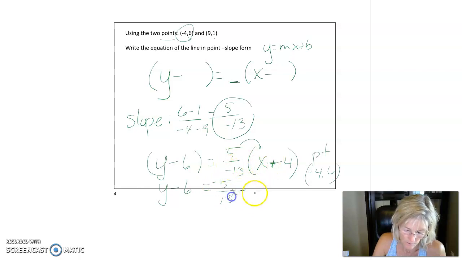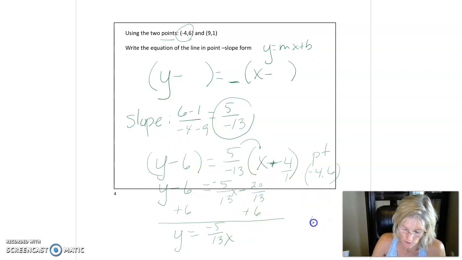Oops, I got my x. And this is really 4 over 1, so 5 times 4 is 20. And negative 13 times 1 is 13. And negative times a positive is a negative. And now I need to add 6 to both sides. So this is y equals negative 5/13 x. And now I don't have a fraction here. And I need it to be in 13ths.